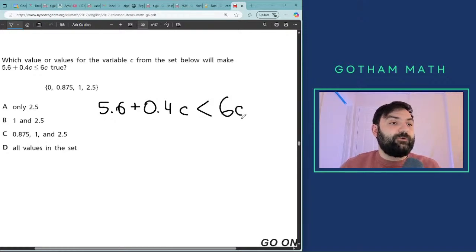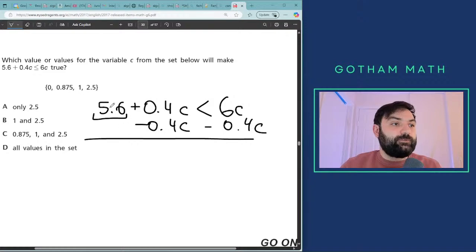All right, so the first step would be to subtract 0.4c from 6c, thus leaving this like term alone on the left side, and we'll get one like term on the right side. So it's going to be minus 0.4c minus 0.4c. So it's going to be 5.6. This goes away. Less than 6 minus 0.4 is going to be 5.6c.